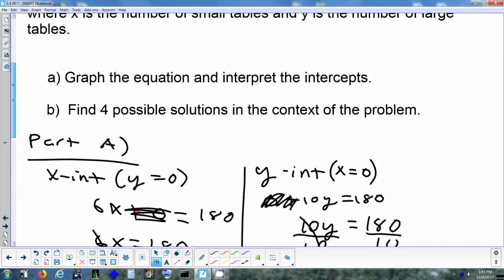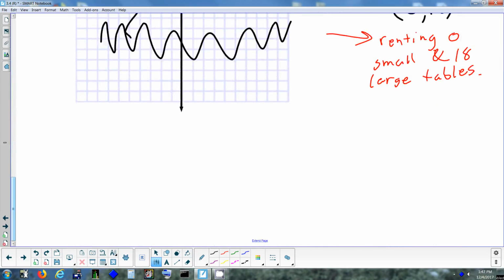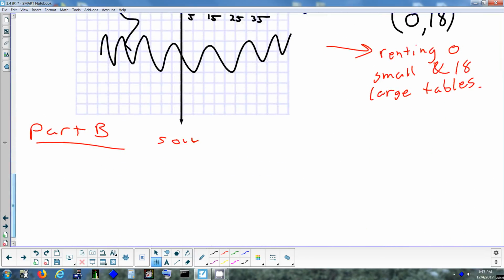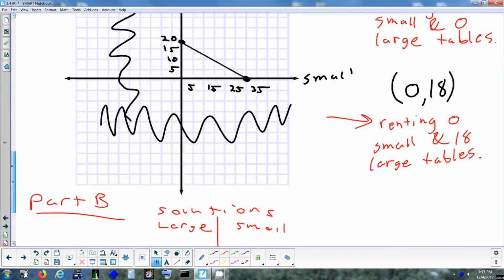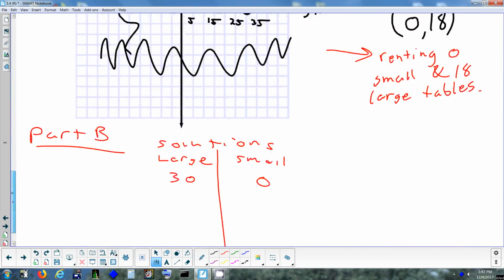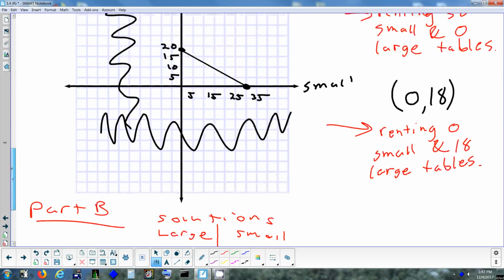Part B says find 4 solutions. We already have 2. All right, so for part B, your solutions, break it down into 2 columns. Large, small. Small tables, we could do 30, large, we could do 0, and that would fit 180 people. We could do 0 small, or sorry, 0 large, 18 small. Now, every other combination is going to be a mixture of small and large. Let's look at our graph and see if we can figure out.